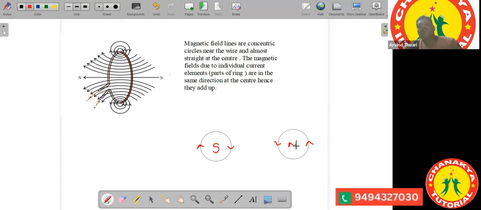So think of these two. We can use the Maxwell rule in both ways. You just need to do a little bit of practice for it. I'll send you a few questions which you can practice for finding out the direction of the magnetic field lines.